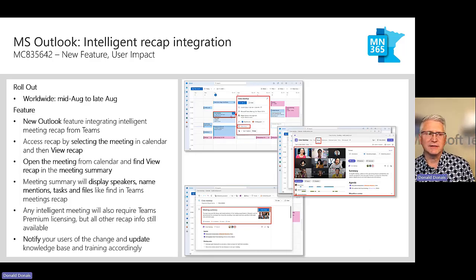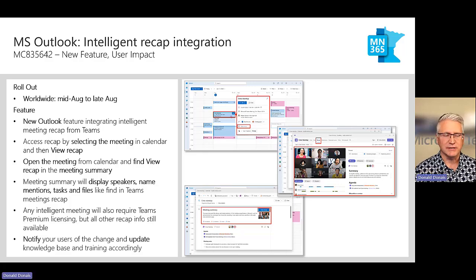Let's stay on the Outlook side of things and talk about this intelligent recap integration. Here in August, they're going to be adding this intelligent recap capability that we started out in Teams. Now we're moving it so that you can see it not only in Teams if you go into the meeting and go into recap, but also as part of that calendar invite. So if you go back into Teams and look at past invites, you're going to actually see a view recap option. You're going to see that here.